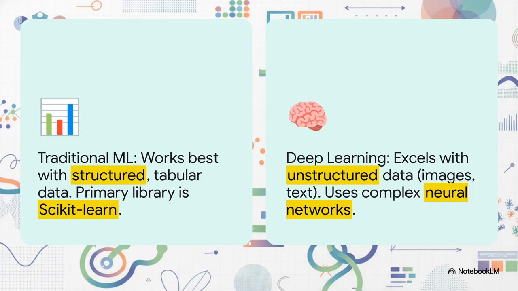You'd use it to predict house prices from a list of features. Deep learning, on the other hand, that's where TensorFlow and PyTorch live, is built for the messy stuff, the unstructured data. We're talking images, audio clips, blocks of text. It's for understanding what's in a photo, not just what a number in a cell means.